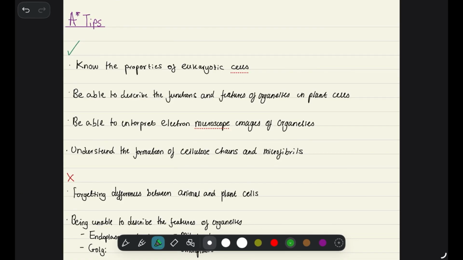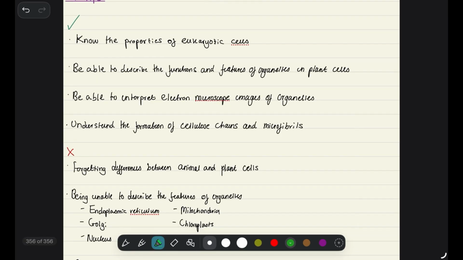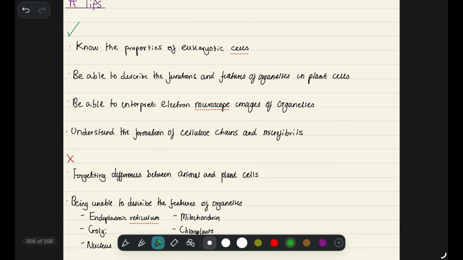Okay, let's wrap this up with the A-star tips. So what is good? Properties of eukaryotic cells comes up again and again. Remember, with SNAB, especially synoptic thinking. So you're thinking, I need to know this, because it's come up again now. Being able to describe the functions and features of organelles, not only in plant cells, but in animal cells as well. I think it's just a very important skill to be able to see what's going on, to describe what's going on, and then also to say the function. And typically, if you get an electron microscope image, that is what they will want you to do.